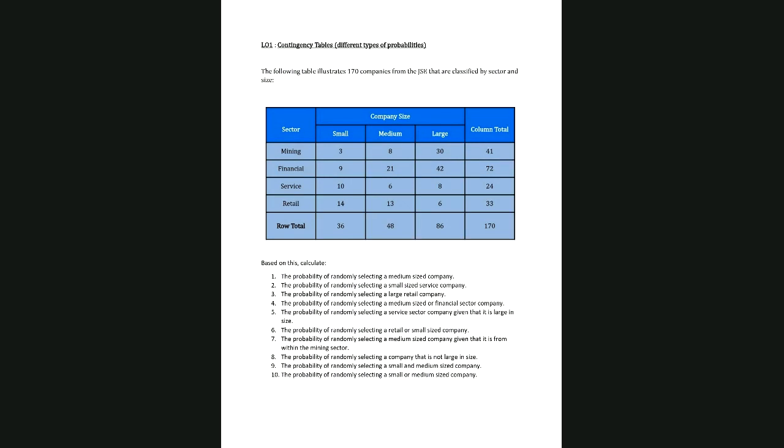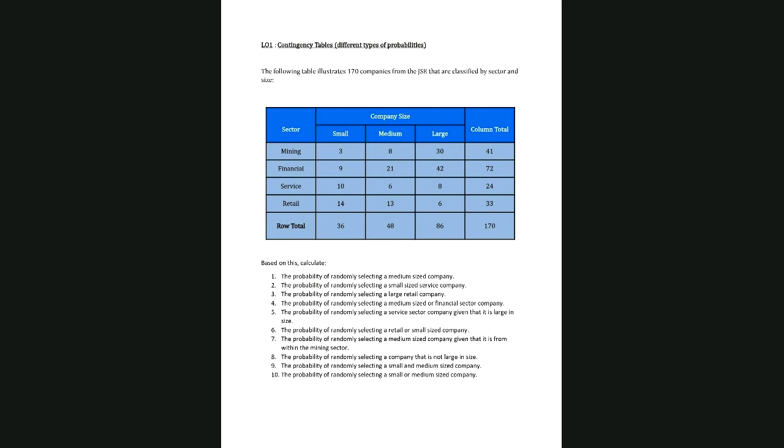There are 10 questions in total that are based on the contingency table that you will see in front of you. And as I said, it covers the basic probability questions that you can come across, where we look at all of the different types of events in terms of intersection of events, union of events, mutually exclusive events, non-mutually exclusive events, the conditional rule, the complementary rule, and so on.